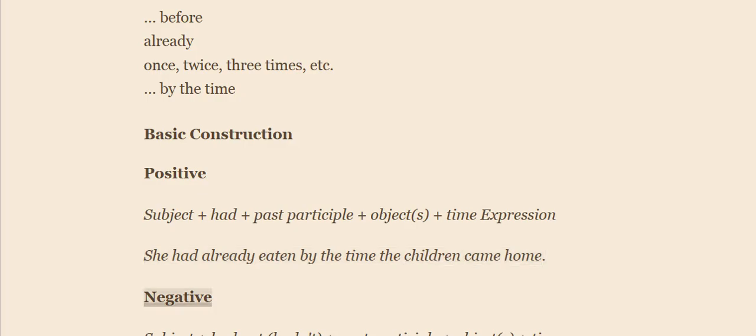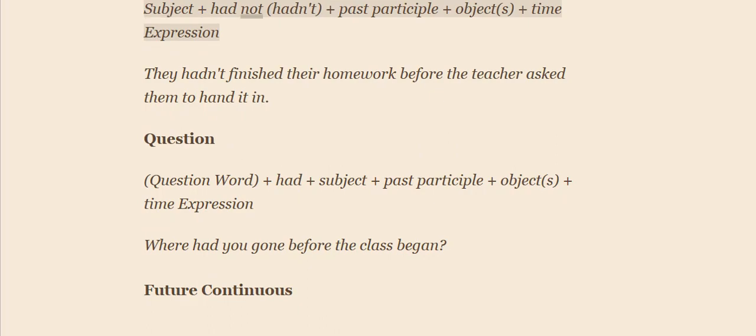Negative: subject plus had not (hadn't) plus past participle plus object(s) plus time expression. They hadn't finished their homework before the teacher asked them to hand it in. Question: question word plus had plus subject plus past participle plus object(s) plus time expression. Where had you gone before the class began?